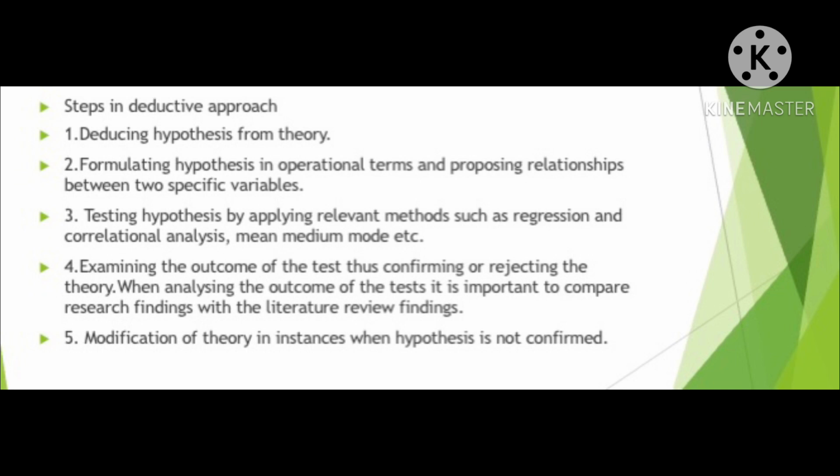Then the third step, testing the hypothesis by applying relevant methods such as regression and correlation analysis, mean, median, mode, etc. Then examining the outcome of the test, thus confirming or rejecting the theory. When analyzing the outcome of the test, it is important to compare the research findings with the literature review findings. Already whatever is available in the literature, we should compare our findings with that.